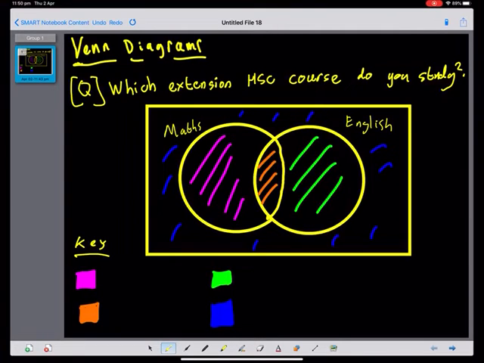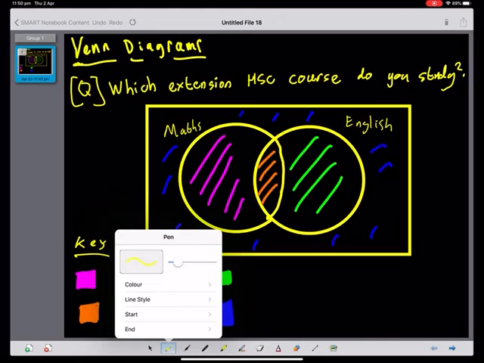Okay, so let's have a go at this quick starter. There's a Venn diagram drawn here. Can you tell me what each of the colours represent? And can you pause the video and write down your answers? Okay, so hopefully you've done that now. And let's do the answers.